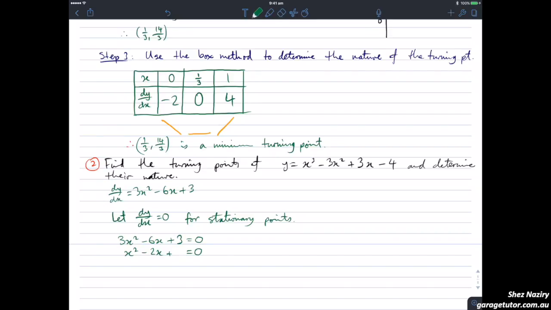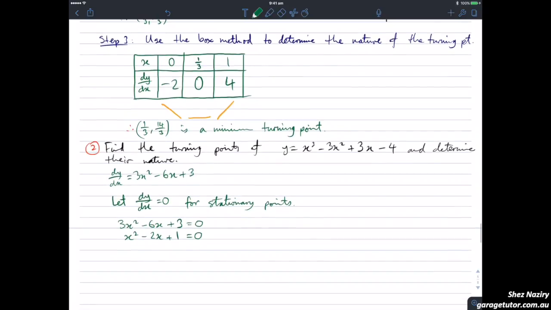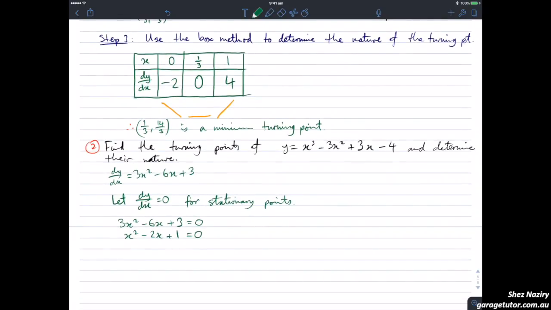Alright, guys. Now, watch this. I've got x squared minus 2x plus 1 equals 0. And I know how to factorize this, so you get (x minus 1) squared. And look at that. You get x equals 1. So I only ended up with 1 turning point here, guys.